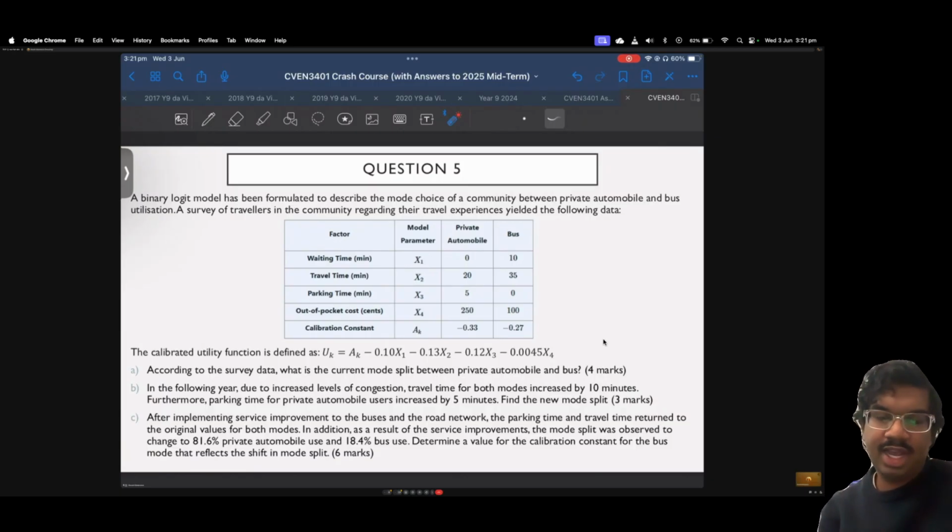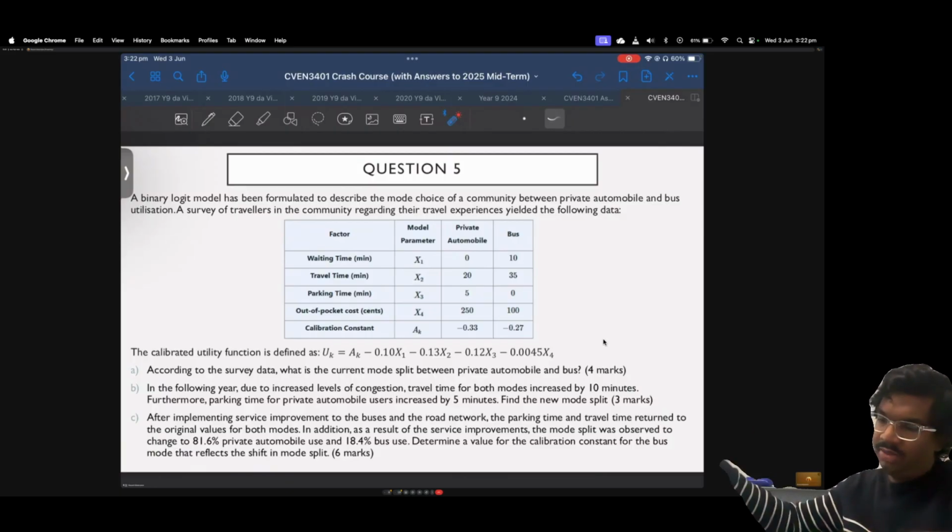Part B is asking us, it turns out now it takes 10 minutes longer to take anything. Both of them take 10 minutes longer, but also cars now need to spend an extra 5 minutes parking. So what's the new mode split? Part C is we've now implemented some improvements, and we're actually told the mode splits, so we need to work backwards to find the calibration constant for buses now, okay?